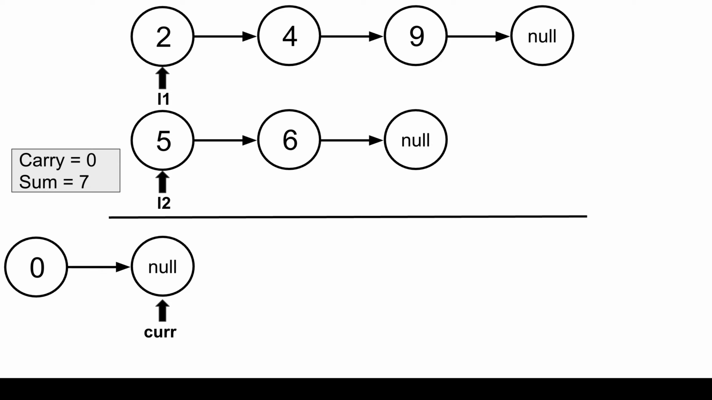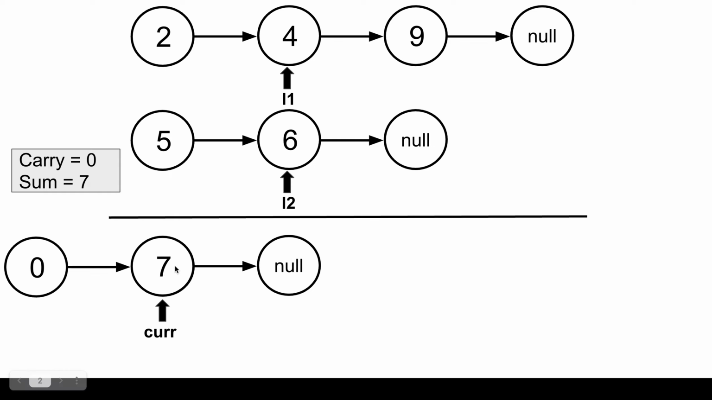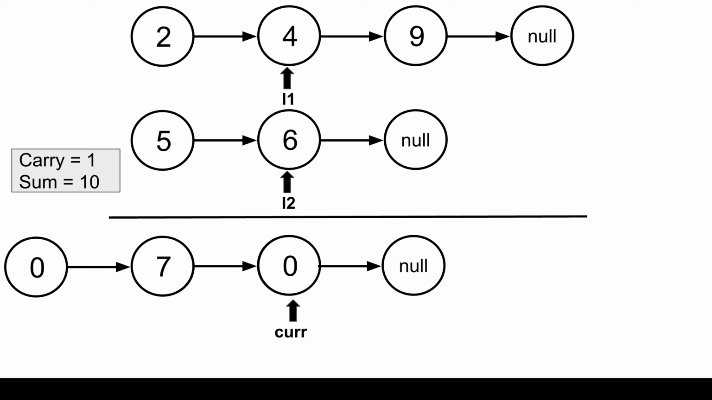At first, the sum for the first two nodes, 2 and 5, L1 and L2, is 7. So sum is updated to 7 and carry is 0. Now we will populate our current node with 7, as we see here. Next, the two nodes will be moved to their respective next nodes. So it's 4 and 6 here. L1 is 4, L2 is 6. Our current is also moved forward, and then we have our sum as 10 here. Now when we have sum 10, we'll populate our current as 0, but then we have carry as 1.